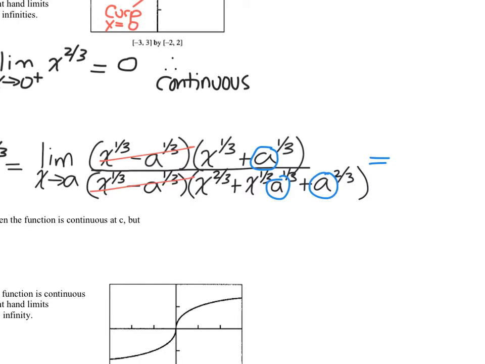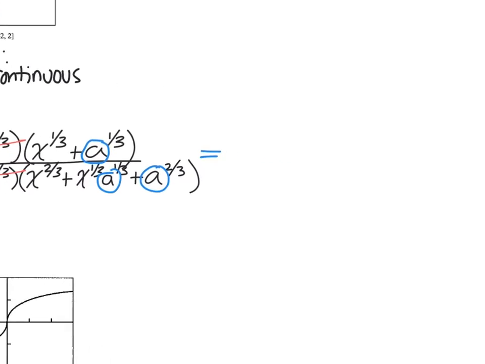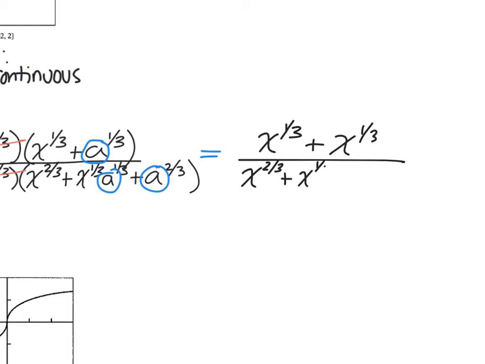All right, so I'll write x to the 1/3, x to the 1/3, sum of the two terms, over x to the 2/3 plus x to the 1/3, not an a, an x to the 1/3 plus x to the 2/3. All right.